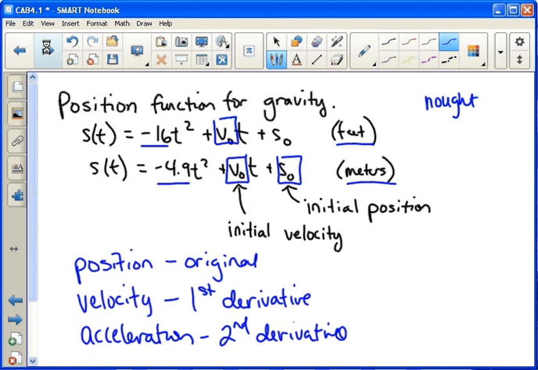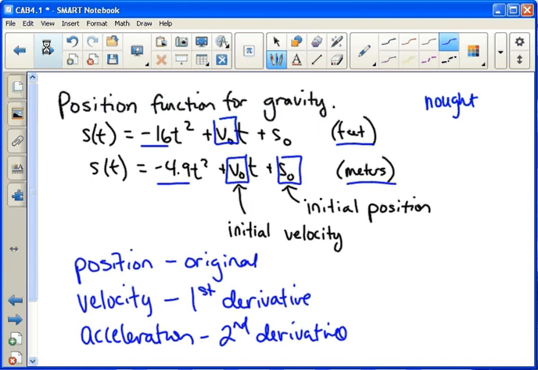And if you relate this to rate of change, that should help you make sense of this. Velocity tells you how quickly your position is changing. Acceleration tells you how quickly your velocity is changing. So velocity is the rate of change for the position, meaning its derivative. Acceleration is the rate of change for the velocity, meaning its derivative. So it goes PVA. Position is the original, velocity is the first derivative, and acceleration is the second derivative.